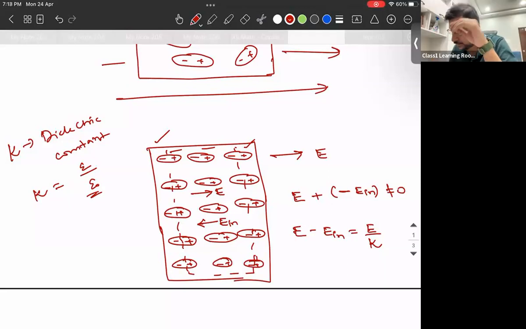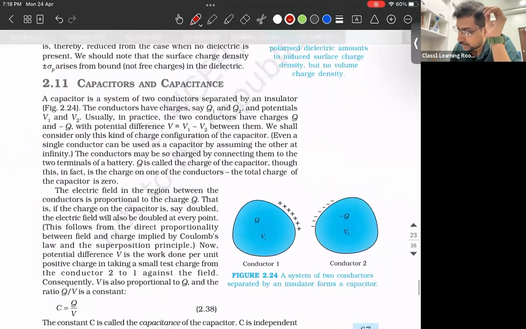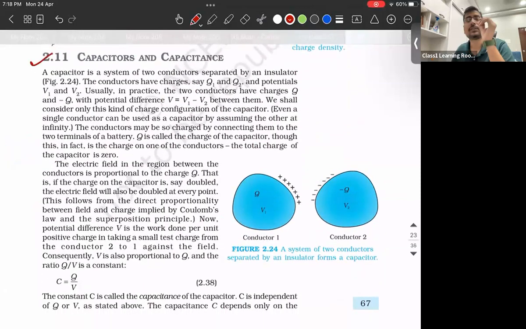Okay. Now see, the next concept that we are going to discuss is capacitors and a concept called capacitance. So what is a capacitor? If you take a system of two conductors separated by a dielectric medium, that is the simplest definition of what is called a capacitor.